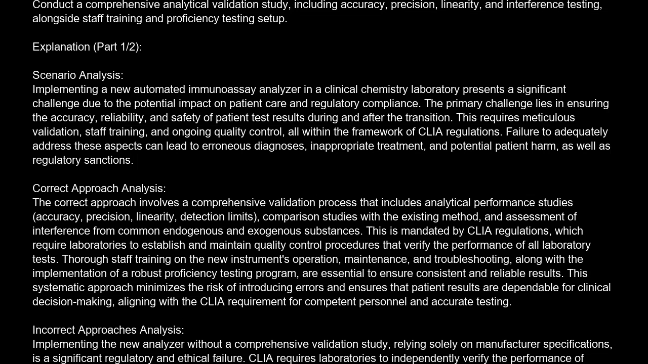The correct answer is D. Conduct a comprehensive analytical validation study, including accuracy, precision, linearity, and interference testing, alongside staff training and proficiency testing setup.